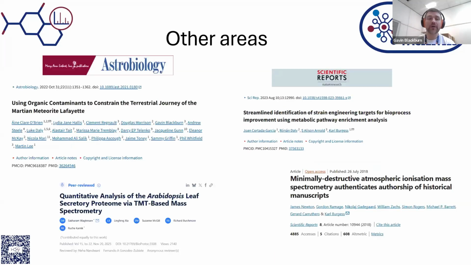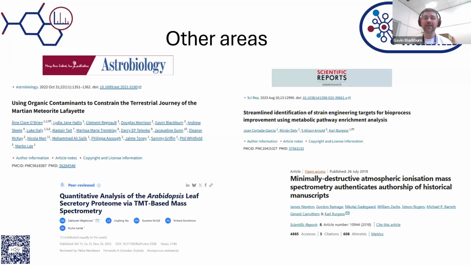We also look at other areas. I've mentioned that we've looked at meteorites in the past. This is really exciting. We've even used organic contaminants of meteorites to try and constrain the terrestrial journey of a particular meteorite. A meteorite fell in Lafayette, and we were able to look at contaminants on that meteorite decades after it had been found to try and locate where it had fallen, based on a metabolite related to pig vomitoxin. So we were able to say, well, this must have fallen in a field where pigs were kept, and then we could go back to historical records and pick through that.